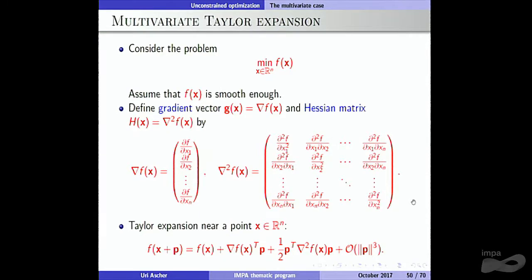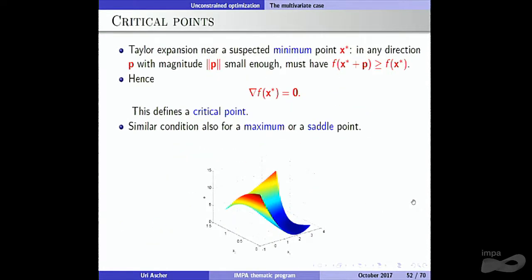If I take p small enough in norm, then it is clear that I must have this gradient 0, or else p could be in the wrong direction, and this other term is p squared. If the gradient is not 0, then it dominates that term, and it can be of any sign. Therefore I can always go further down. So for an optimum, the gradient must be 0. So the gradient must be 0 here, and that would be a critical point.